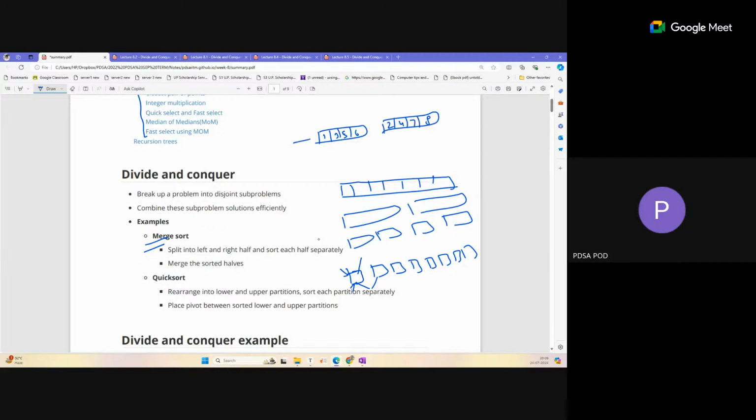Here both lists are sorted. We have two lists of the same size. This list is sorted, and this is also sorted. Now we will merge these two sorted lists, and we will get a final sorted list after combining them. So the final result will be like this: 1, then 2, then 3, then 4, then 5, then 6, then 7, then 8. We will merge in this way.